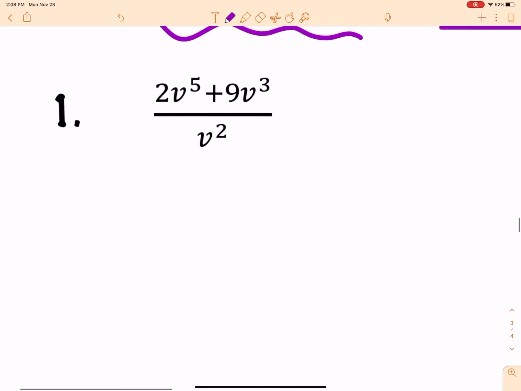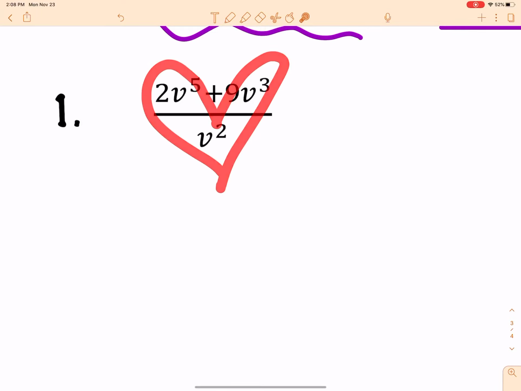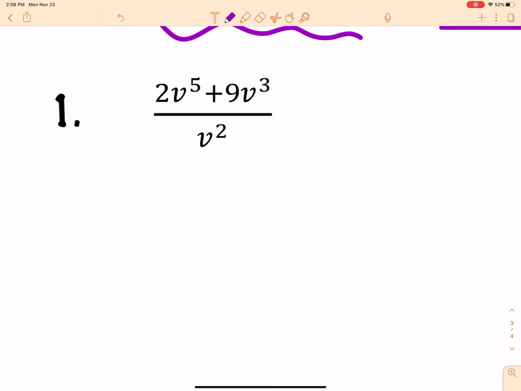All right, so what I like to do here is something called, like I said, share the love. What you're going to do is basically create a heart like this, see, with your fraction. So what I like to do is that you're going to simplify this as a fraction. So 2v to the 5th over v squared.